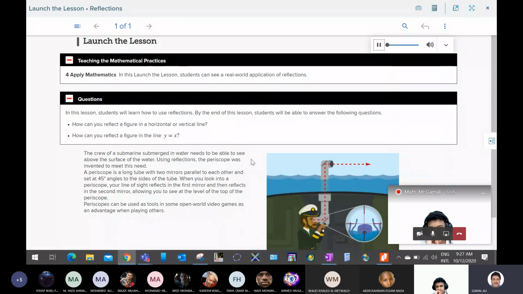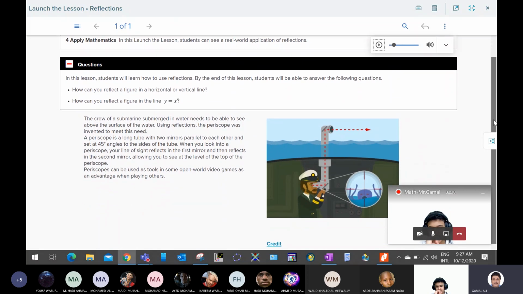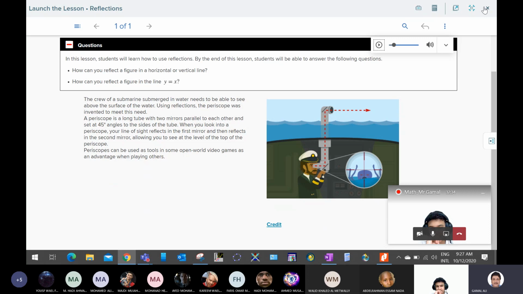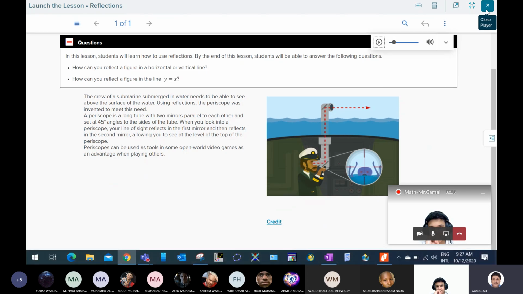Launch the lesson. Teaching the mathematical practices. Okay, mister. Now we understand what the reflection is.